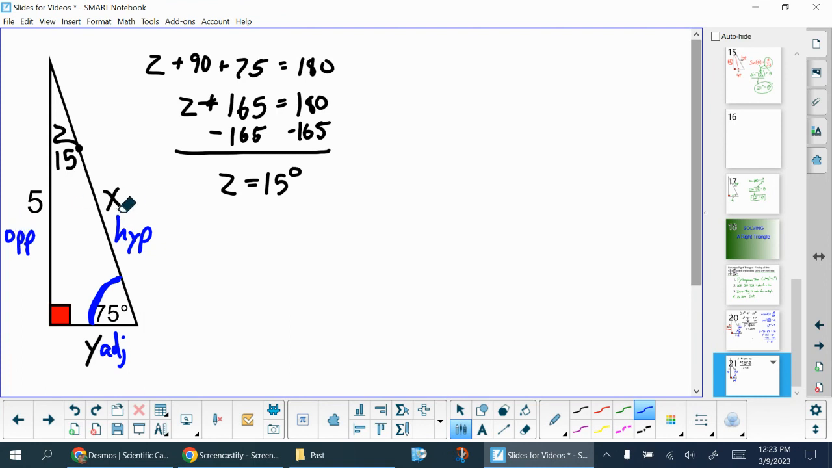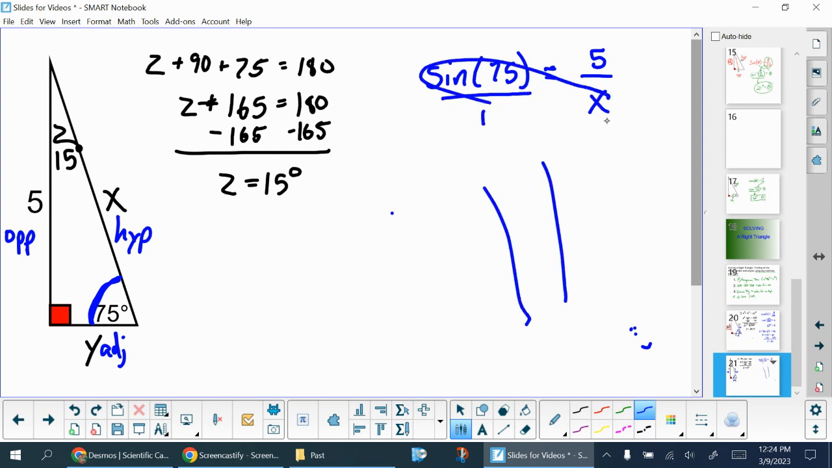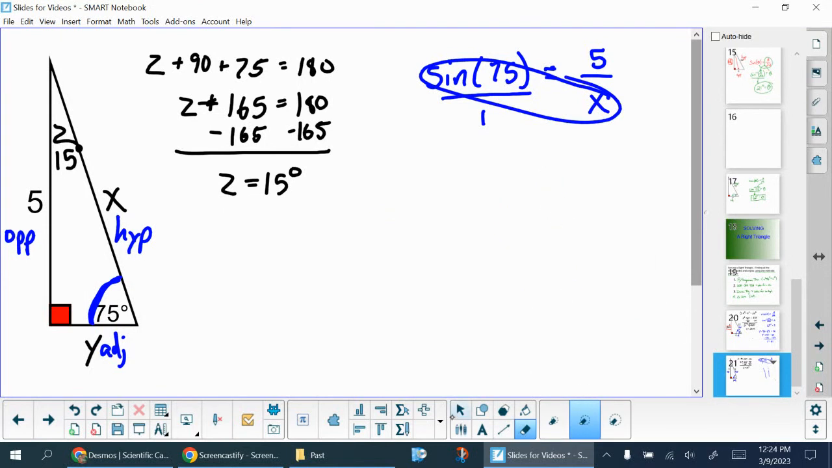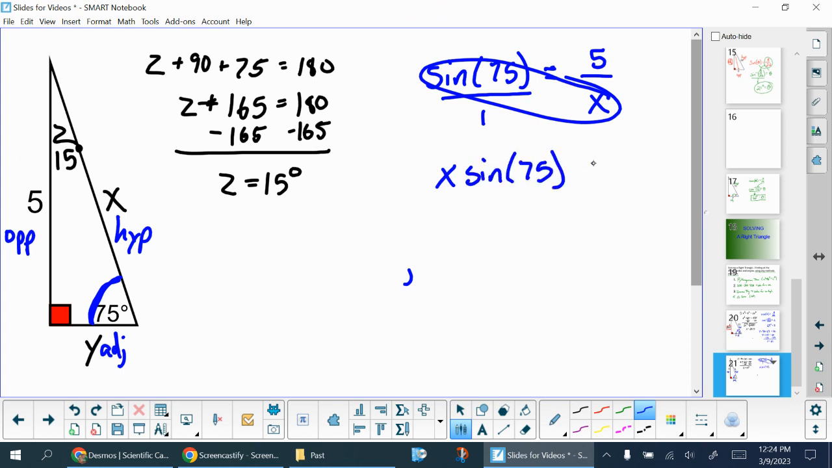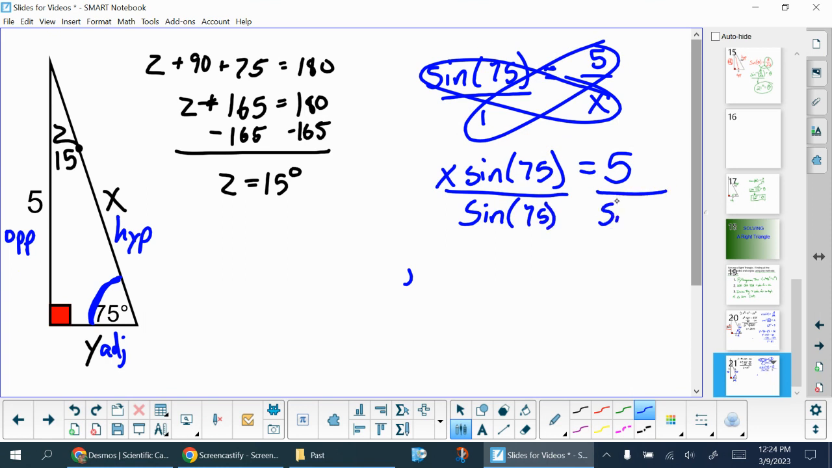So I know the opposite, and I want to find the hypotenuse. So that means I'm using sine. Sine of 75 equals the opposite, which is 5, over the hypotenuse of x. I'll write out my proportion, cross multiply. So I have x times the sine of 75 equals 5. And I'll divide by the sine of 75. I'm just undoing that. And then this is the part I'll type into my calculator.